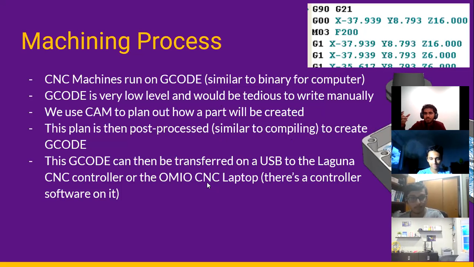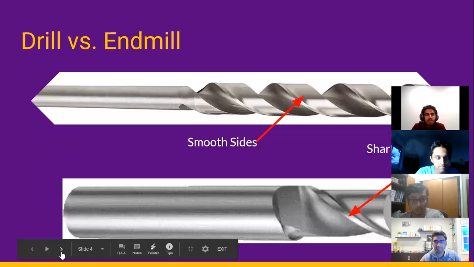And then we just take that G code file, put it on a USB, put it on either of the CNCs, and we cut it out. The actual process of how you plug the USB in and then cut everything out on the CNC, we'll do that when we're in person, but for now we'll just focus on CAM.